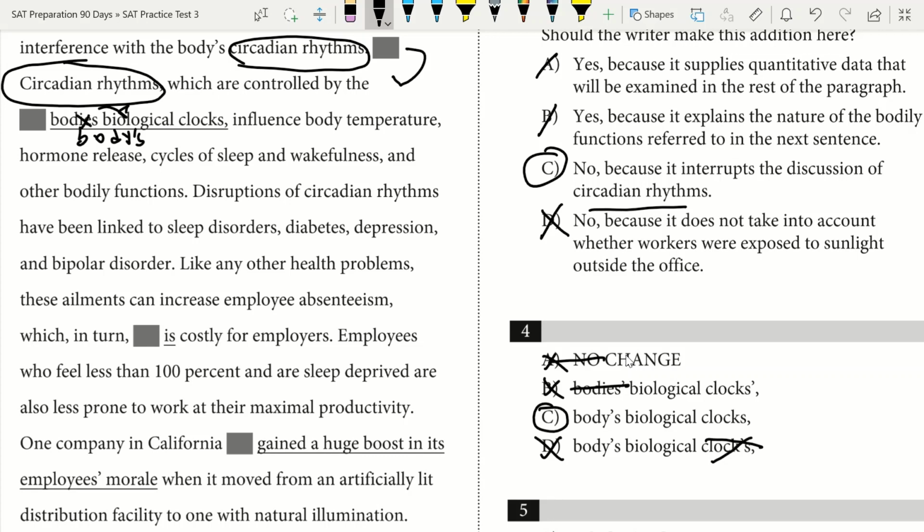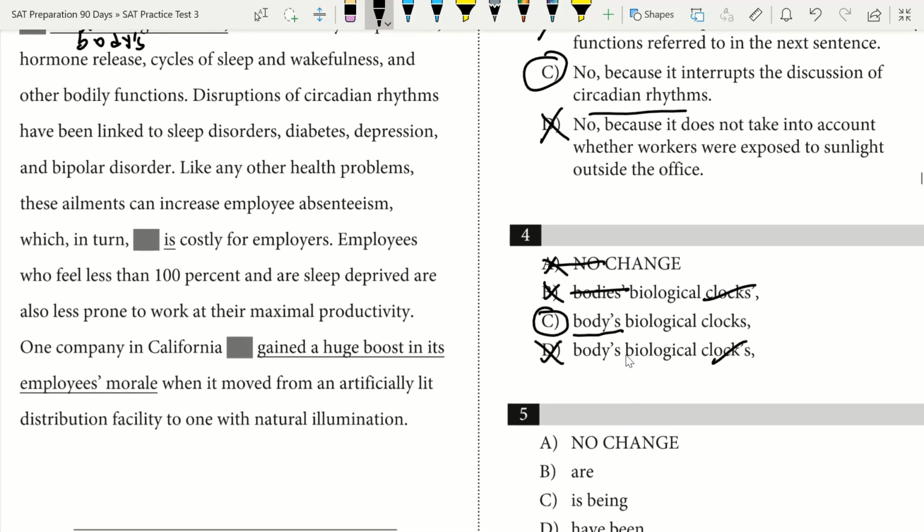So as far as things that we could take from number 4, really just understanding what we do with possessives, right? Clocks doesn't own anything, so it can't have that apostrophe, so we can get rid of that. And then we also have to understand which body form we need. In this case, there's one body, and it owns these biological clocks, so that's going to be a Y instead of an IE, because IE would be multiple bodies.